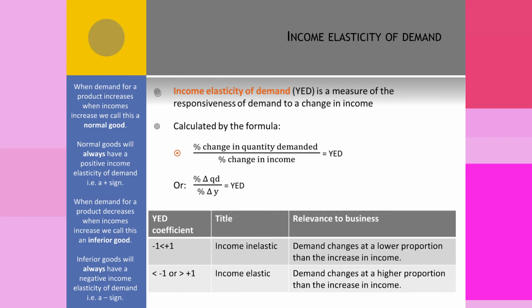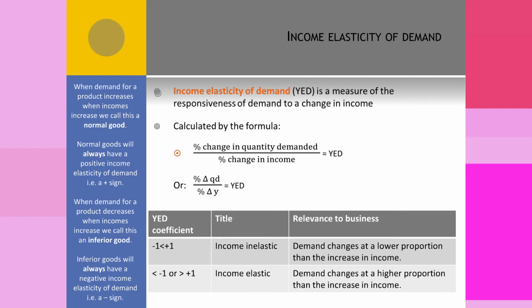When the demand for a product increases when income increases, we call this a normal good. For example, if my income increased and the amount of coffee I bought also increased, that would be considered a normal good. It would always have a positive income elasticity, which means it would have a positive sign. They're both going up, okay? Income goes up, demand goes up. That's what positive means. They're both going the same way.